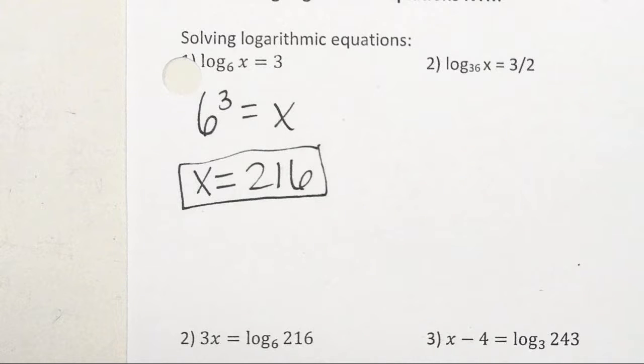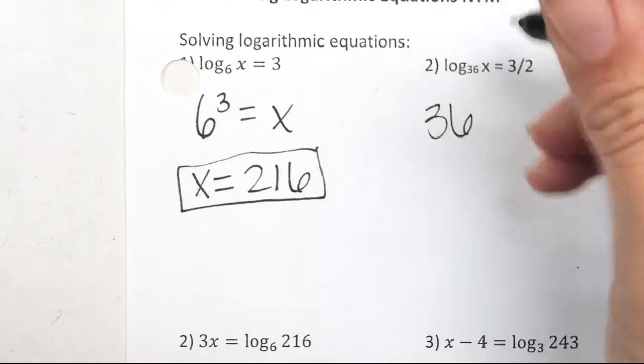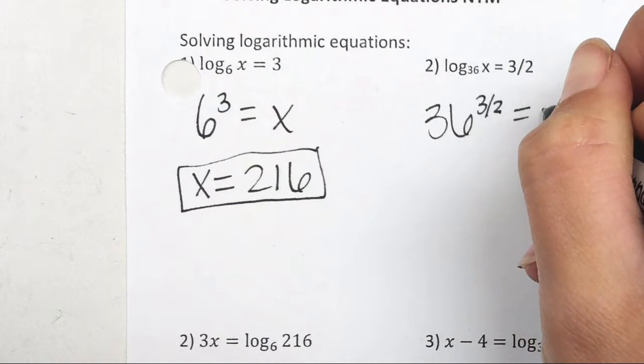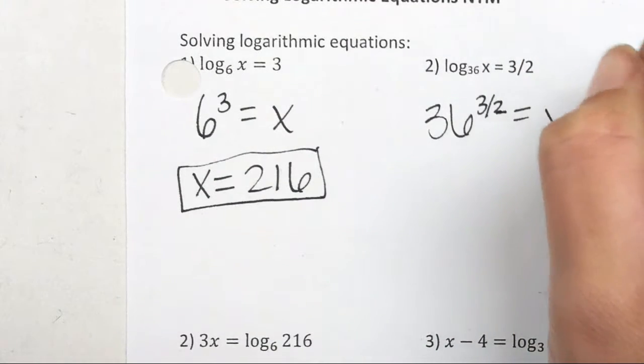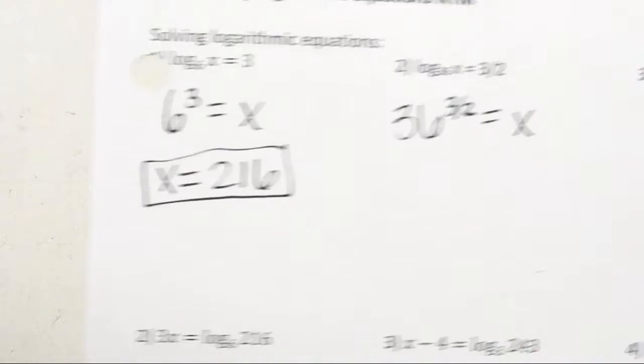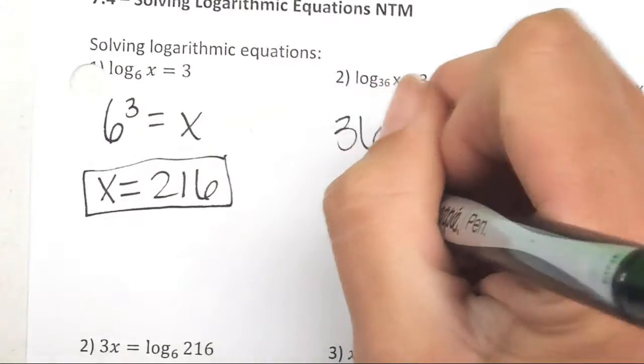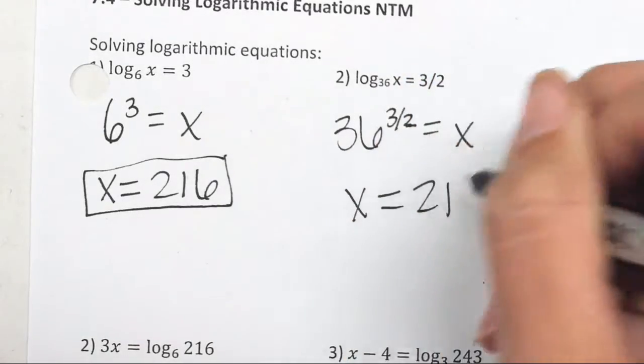Alright. Any questions about that one? Cool. Let's write the next one in exponential form. So this will be what? To the 3 over 2 equals x. And now solve for x. Tell me what you get. Yes, not all of them will be 216. This is just a coincidence.